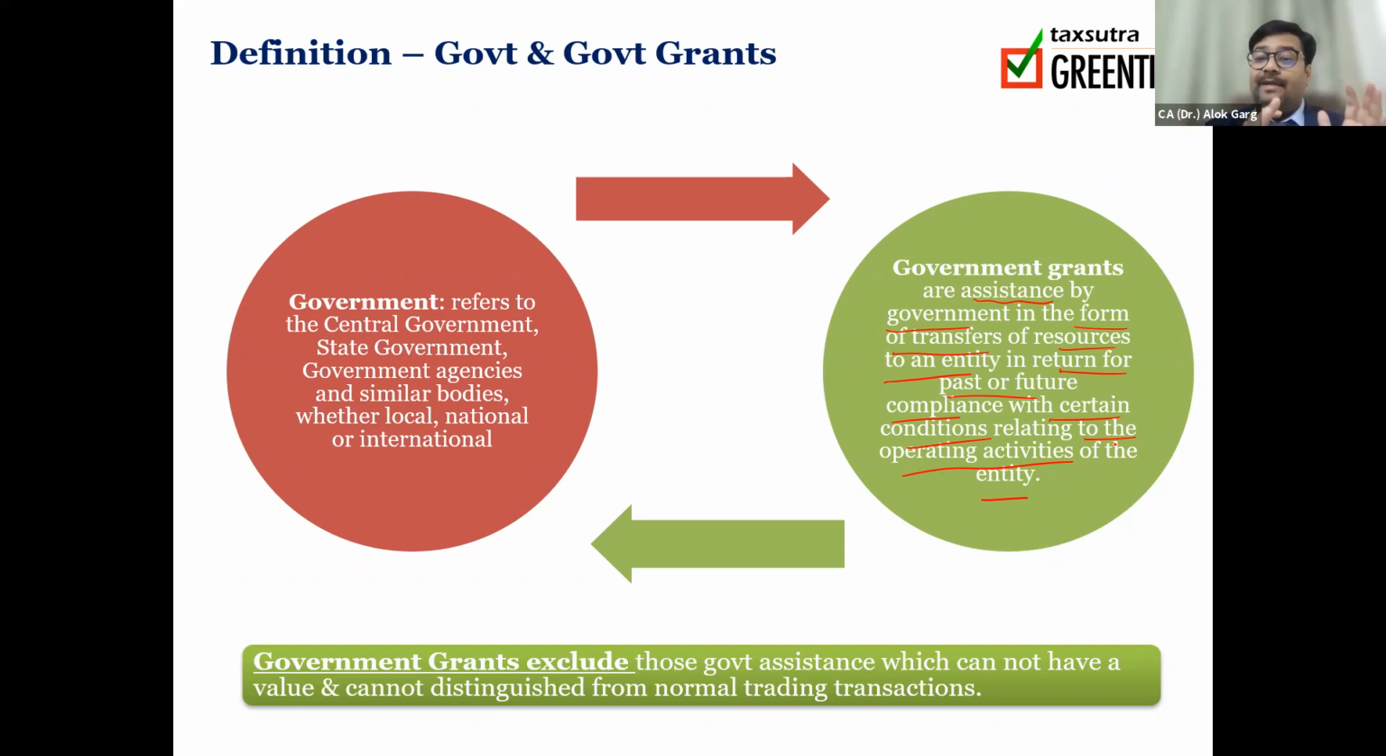Okay, so government is transferring the resources to the entity in return for future compliances with certain conditions relating to the operating activities of the entity. Government grants exclude those government assistance which cannot have a value. So in this case, this standard talks about government assistance which does not have a value, and for those government assistance, disclosure is required. Accounting cannot be done, okay, and cannot distinguish from normal trading transactions.